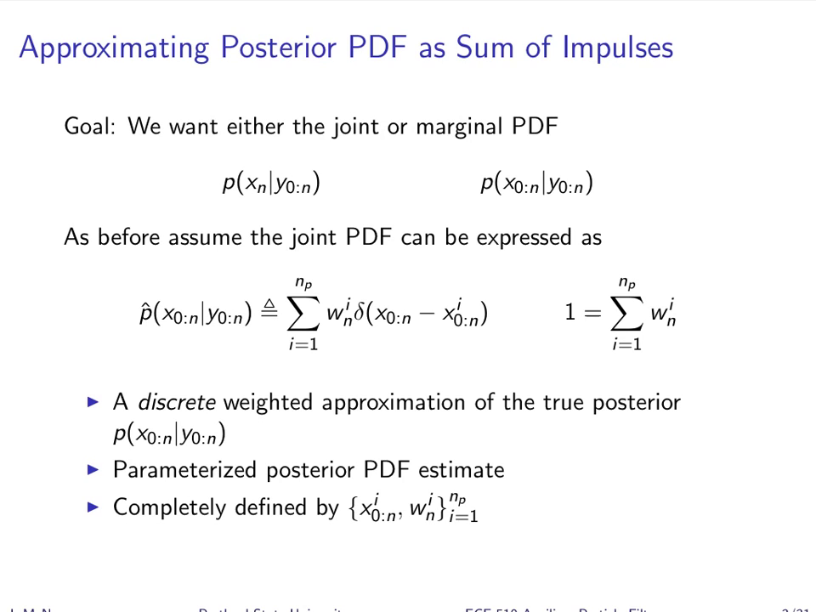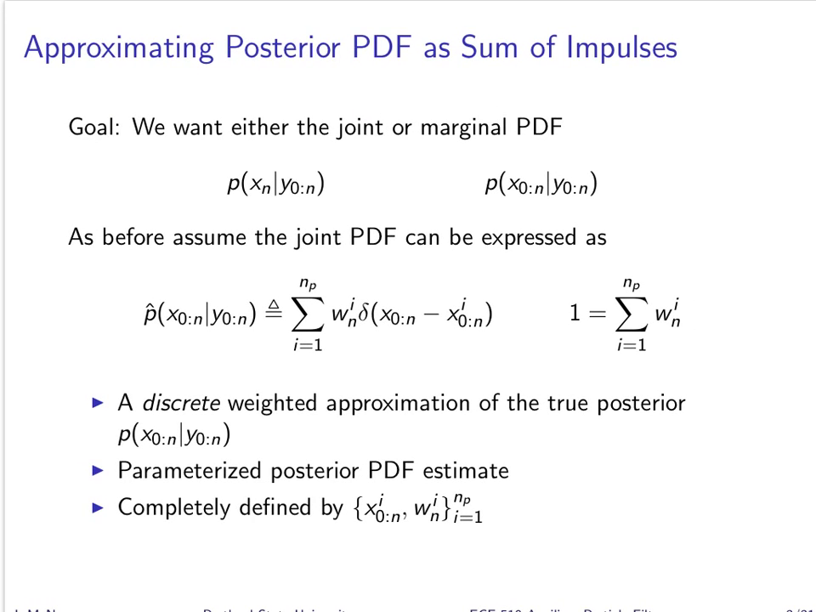Remember, there's two posterior probabilities that we keep in mind and that we work with. One is what I usually call the joint posterior, and the other one is the marginal posterior. So one is looking at the entire trajectory of the state from 0 to time n, given all the measurements up to the current time. And the other one is just looking at the state vector at the current time, given all the measurements from the beginning of the recording up to the current time.